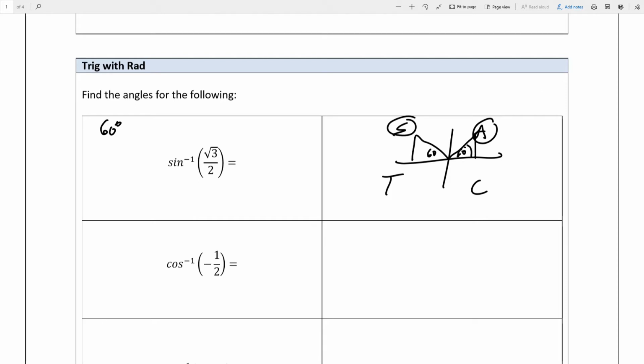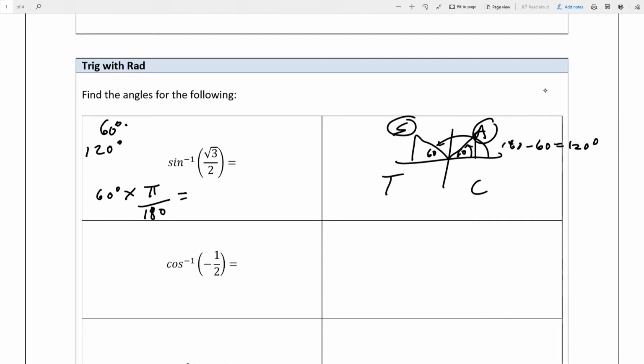So one of the answers is 60 degrees, and the other answer has to be 180 minus 60, which is 120. So we have 60 and 120. But we need to convert these to radians. So again, from our last lesson, we should know that we can convert 60 degrees to radians by multiplying by its conversion factor, which is pi over 180. It's pi over 180 because pi rad is equivalent to 180 degrees.